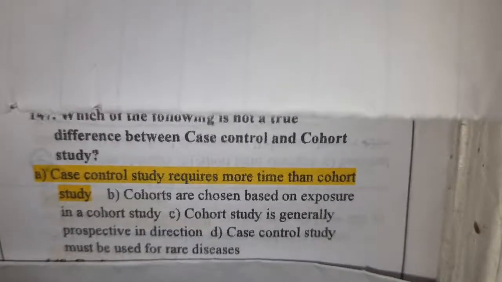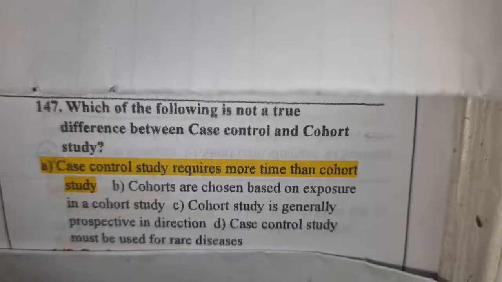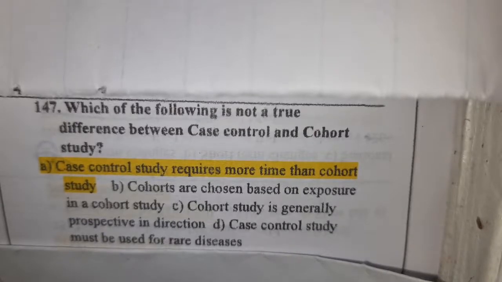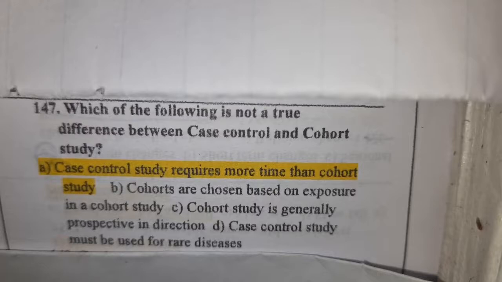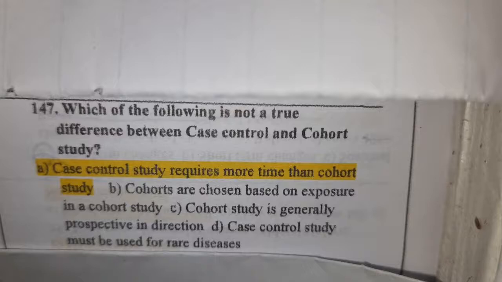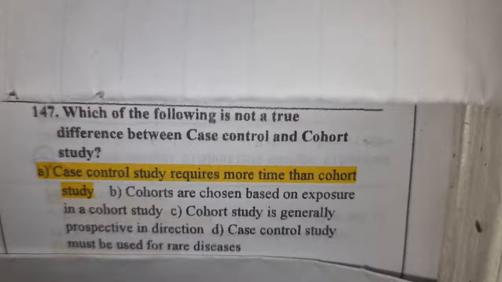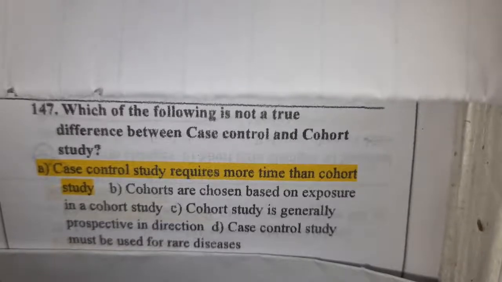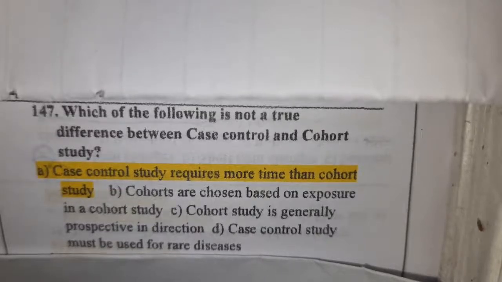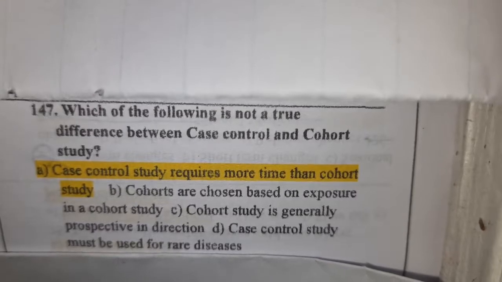Which of the following is not a true difference between case control and cohort study? See, case control study requires more time than cohort study. This is false, because cohort study, being a prospective study, requires more time than case control study. Cohorts are chosen based on exposure in cohort study. True. Cohort study is generally prospective in direction. True. Case control study must be used for rare diseases. It can be used for rare diseases.